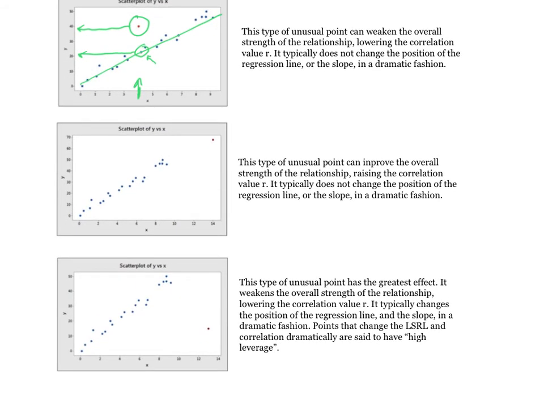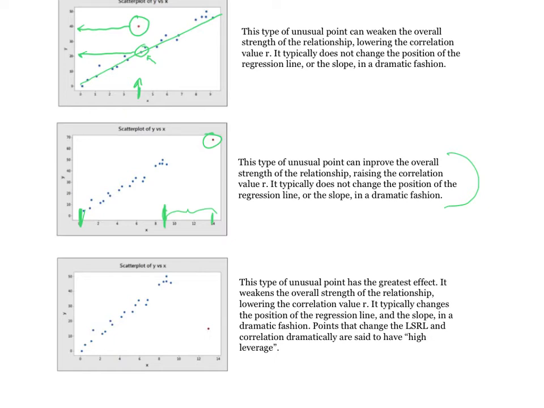In our second picture, here's the point. This point is an outlier in the x direction because most of the data have x's between those two green lines, but this piece of data has an x that's pretty far away from the rest. This type of unusual point can improve the overall strength of the relationship, raising the correlation value r. It typically does not change the position of the regression line or the slope in a dramatic fashion.